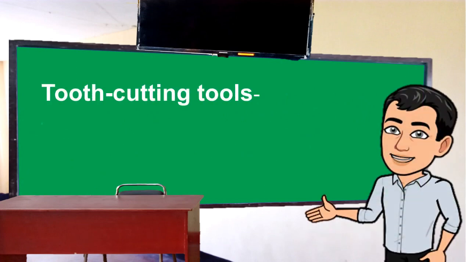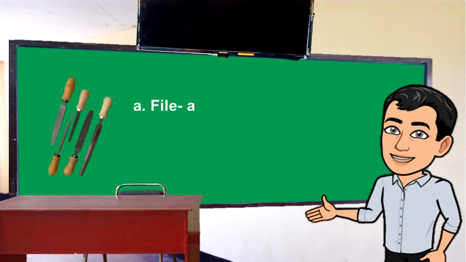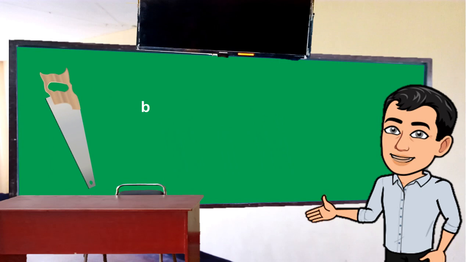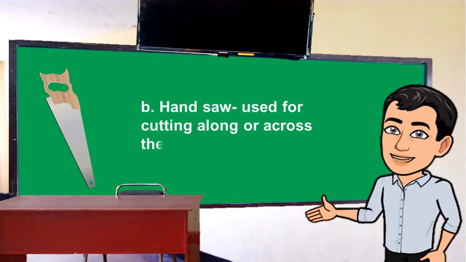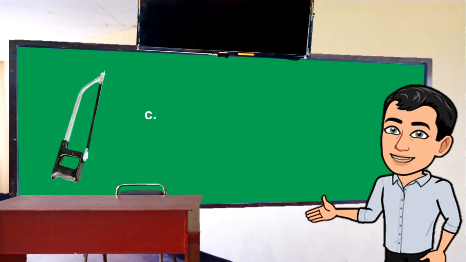Tooth cutting tools, any cutting tool with teeth sharpened like a knife. A file, a tool used for removing burrs and smoothing surfaces. Handsaw, used for cutting along or across the grain of wood. Hacksaw, used for cutting metals.